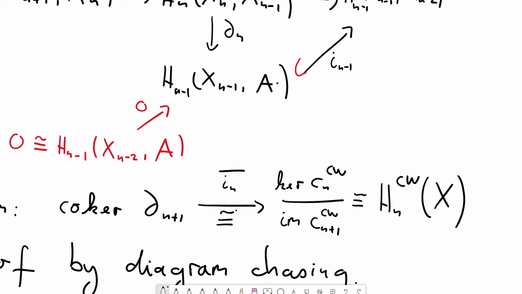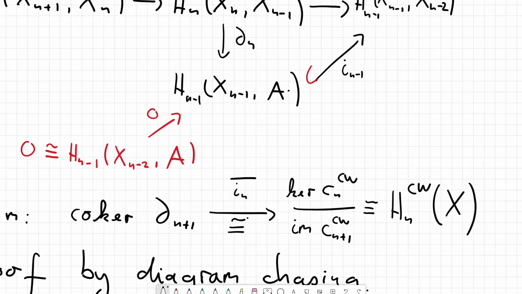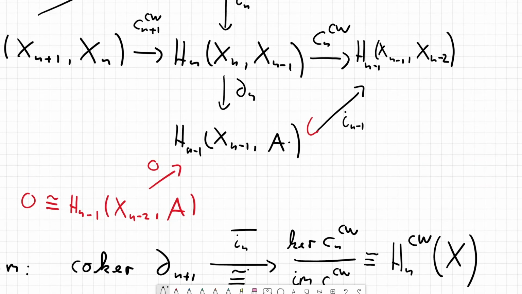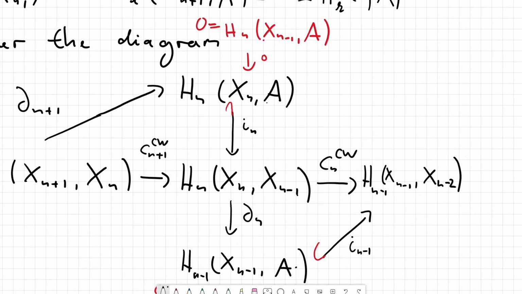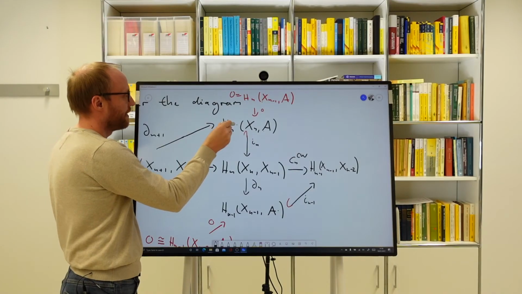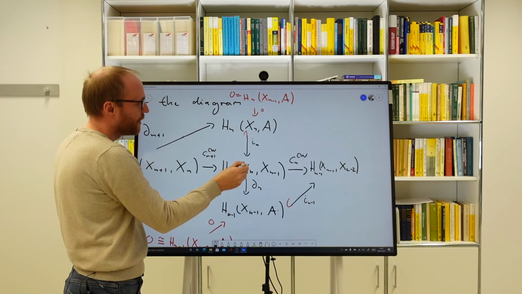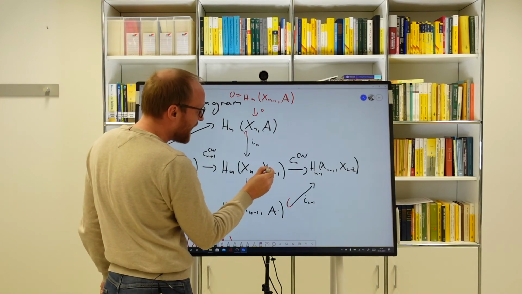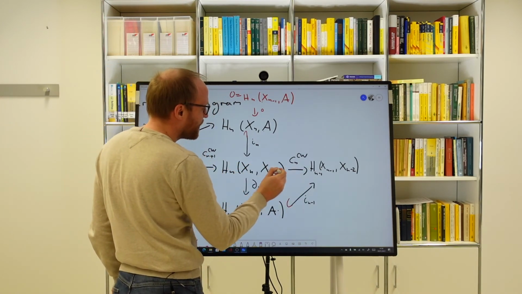Yeah, these two things are what we have to verify for well-definedness. So first things first, I start with an element up here. I map it down in here. Why is it mapped by C and CW to 0? So why do I end up at 0 here?